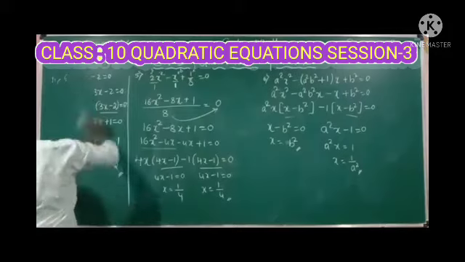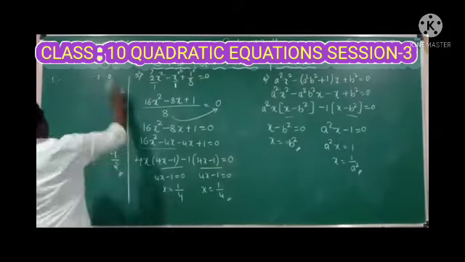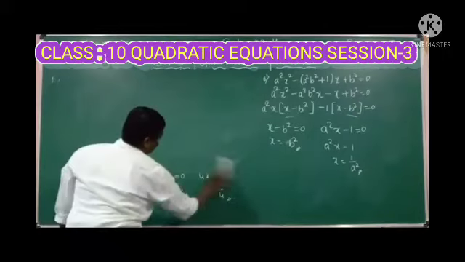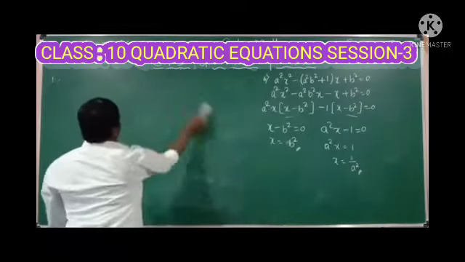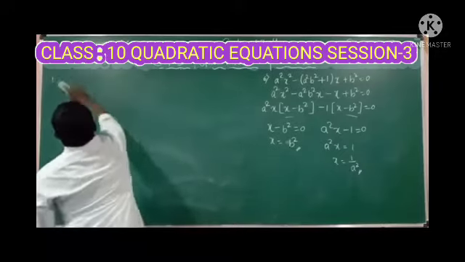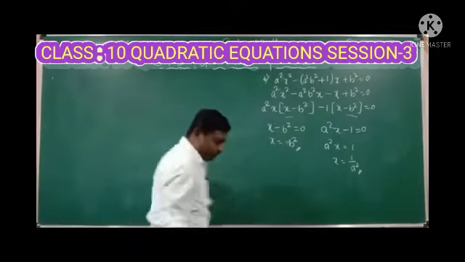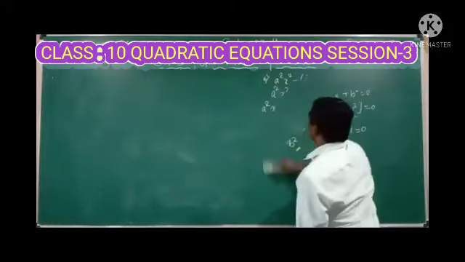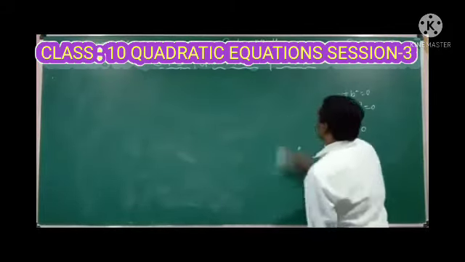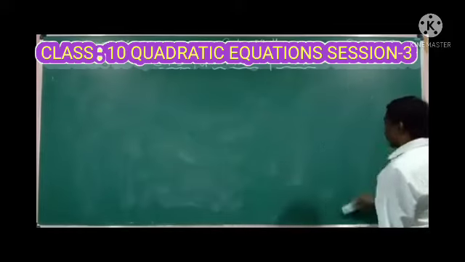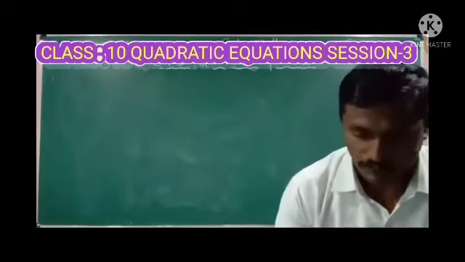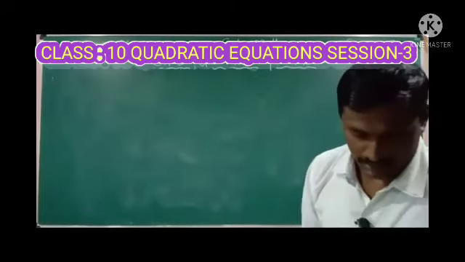Next, whenever we are going to factorize a quadratic equation, first we need to split the middle term into two terms. In that, the sum of the two terms is equal to the middle term, whereas the product of the same two terms is equal to the product of the first term and last term. Okay.